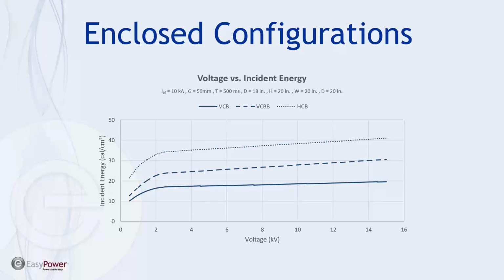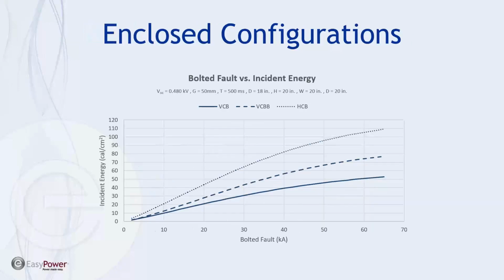But the point I'm getting at is that we have reason to believe that it stays fairly linear in terms of incident energy and voltage. Likewise, in enclosed configurations, while it's not totally linear, on a small stepwise change, it is continuous, and it's close to linear in these ranges.